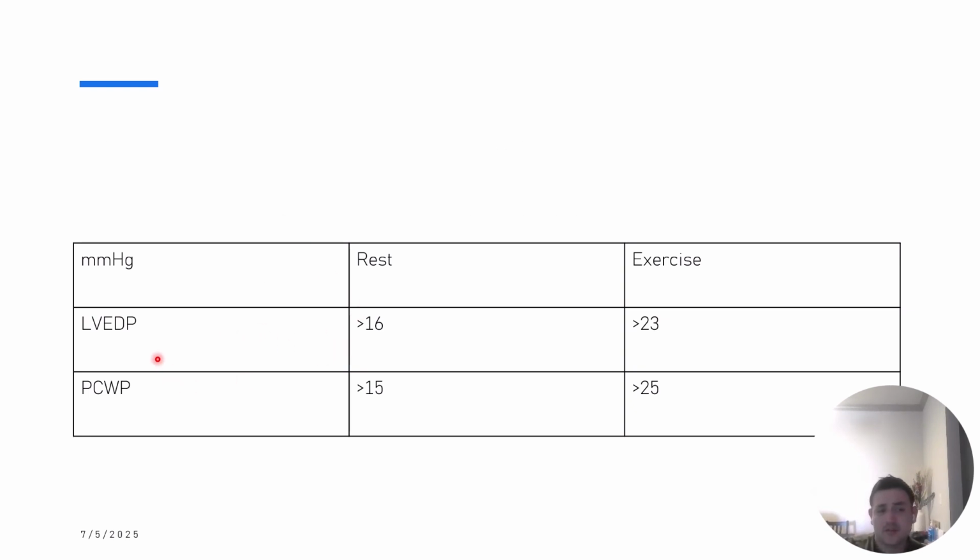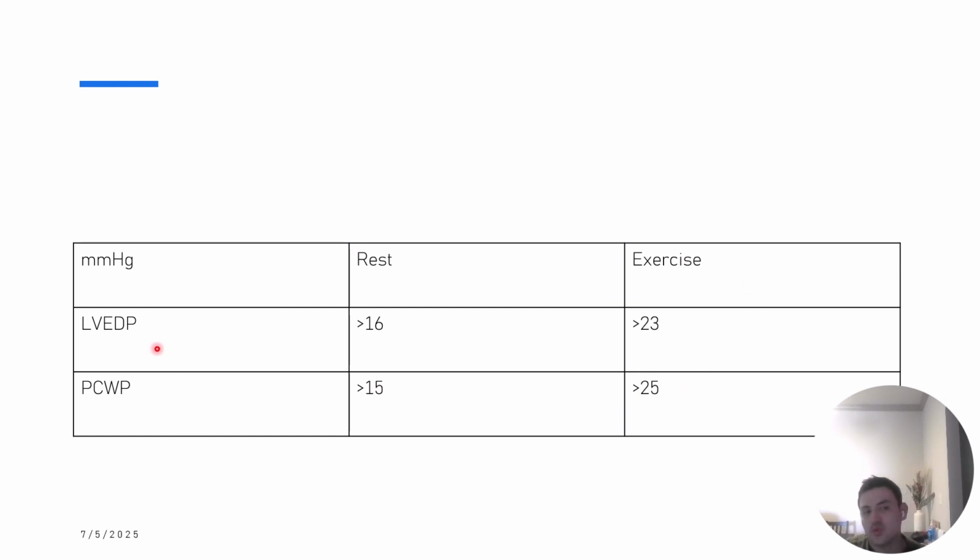What are the normal values of the LVEDP and the wedge pressure? Wedge pressure, or LAP, left atrial pressure. Abnormal values at rest are more than 15, with exercise more than 23 and more than 25. Do you see anything in particular here? The values of the LVEDP are closely similar to the wedge, and with exercise as well.